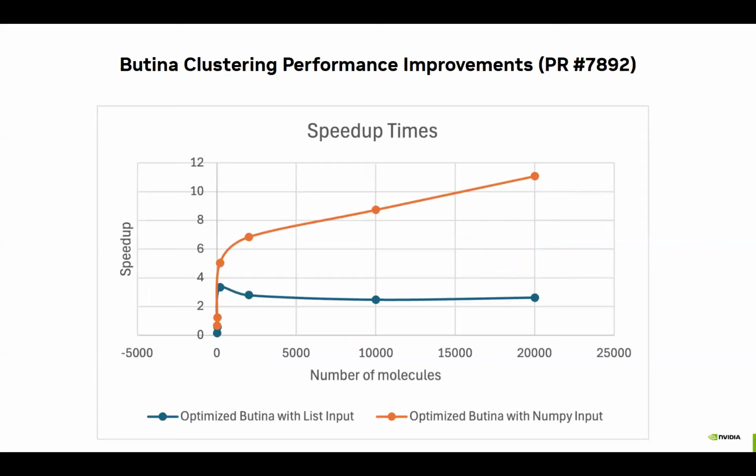My colleague Eva rewrote the Butina clustering algorithm to use NumPy under the hood, which gives a 2 or 3x speedup naively, but we also added the ability to put in a distance matrix, such as from Tanimoto similarity. And in that case, you can get 10x speedups because you don't need to recompute things, and you can do it in batch.